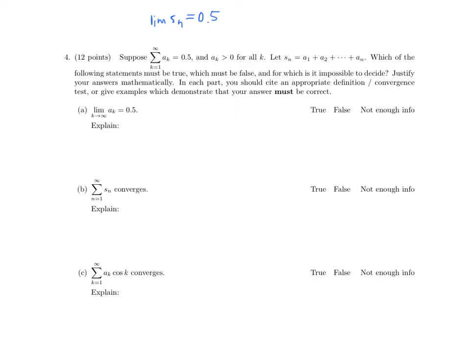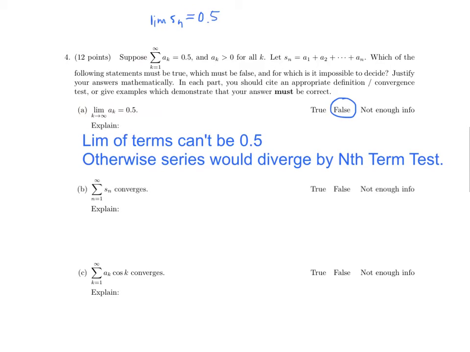Our first one right off the bat is saying that the limit of the terms is 0.5. Now, is this true, false, or not enough info? Well, we're told that this series converges, which means that the limit of the terms must be 0, right? If the limit of the terms was equal to 0.5, that means that this series would diverge by the nth term test. So this is false. The limit of the terms can't be 0.5. Otherwise, the series would diverge by the nth term test, and we're told up here that the series does not diverge. We're told that the series converges.